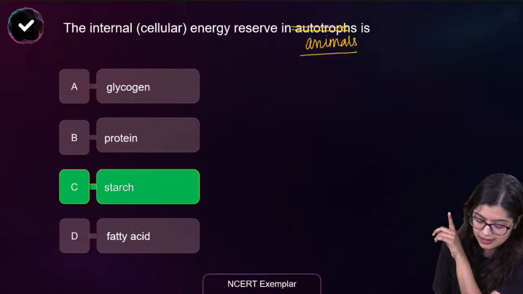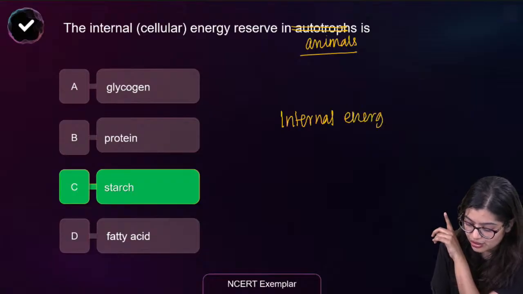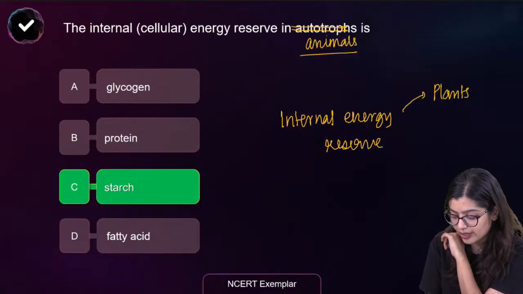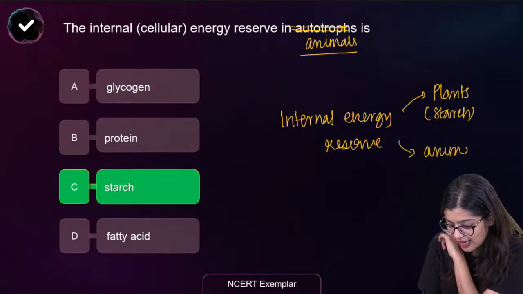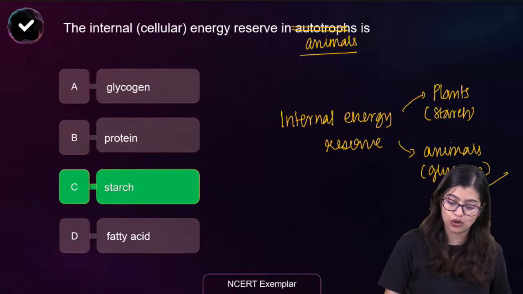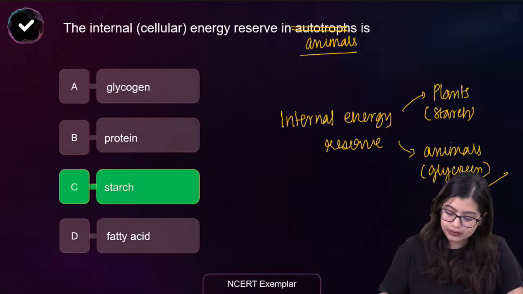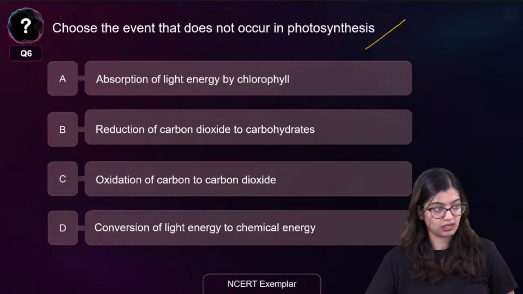No. I just told you. This is a question you will get. Internal energy reserve, or that means basically how is food stored in my body. In plants it is going to be starch. In animals it is going to be glycogen. I made you underline this also. Yes, so remember this, it is glycogen. Don't forget because you can get confused. Yes, awesome. Next question.